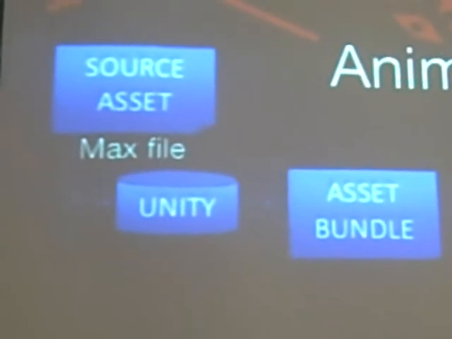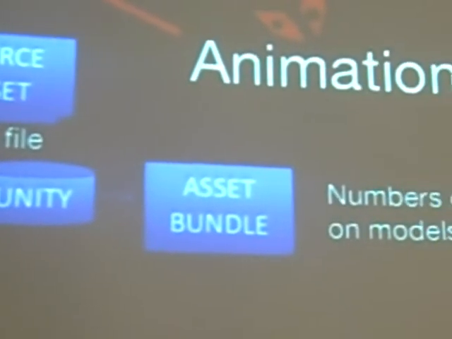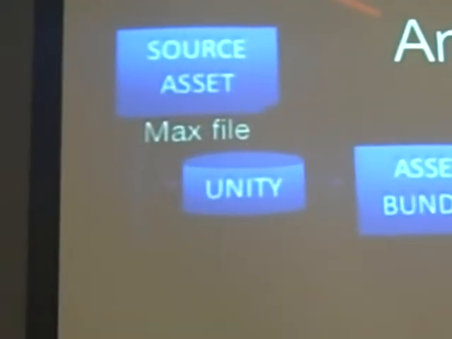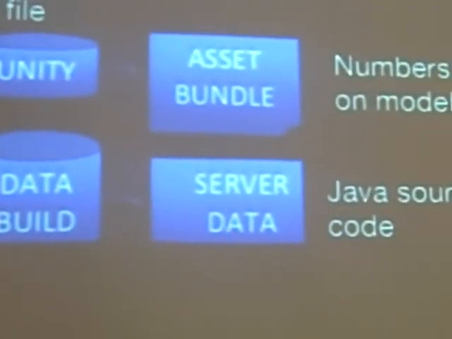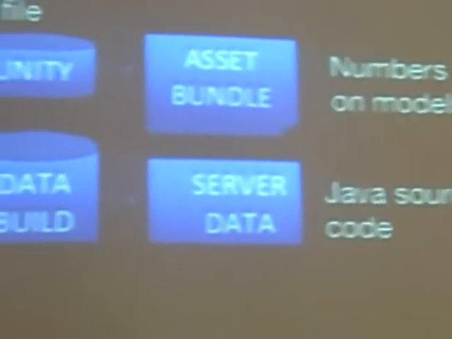So our source asset is a Max file. In Unity, that's easy because Unity has a Max import. So the world is a wonderful place. Now, all those physical properties I spoke about are actually created in our data build, which is just a separate part of the build process.